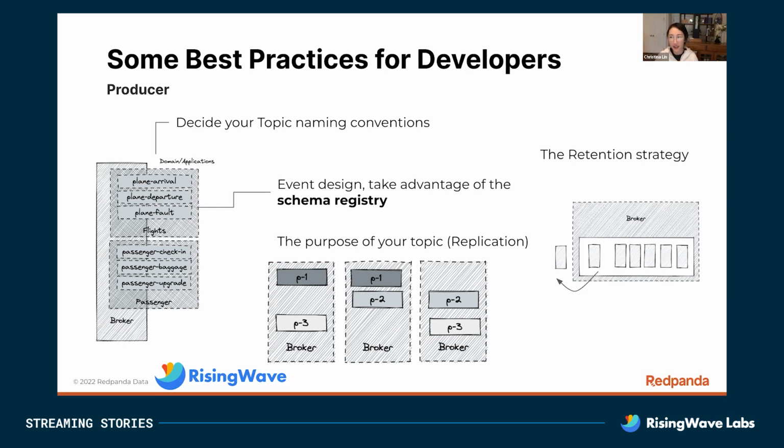I'm taking an airport system here. So I want to have flight domains, where I'm going to push events on arrival, departures, and maybe flight problems. For passengers, I want to talk about check-in events, baggage events, upgrade events. So all these need to be sorted so people can know where to pick them from.